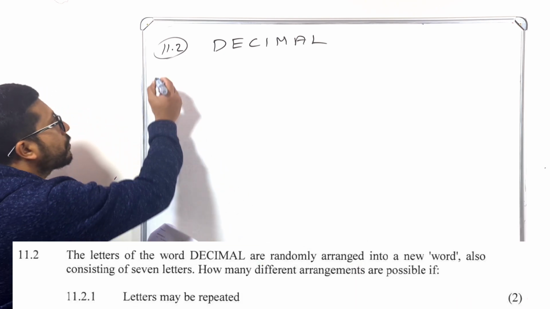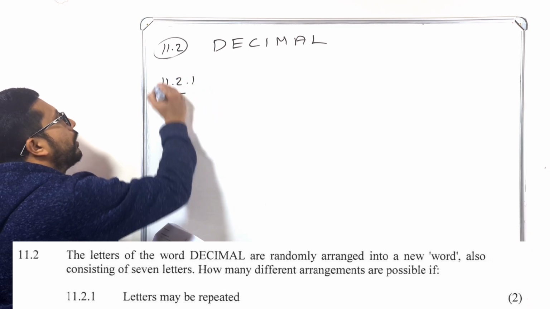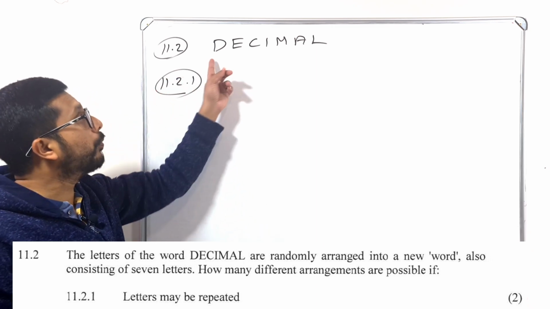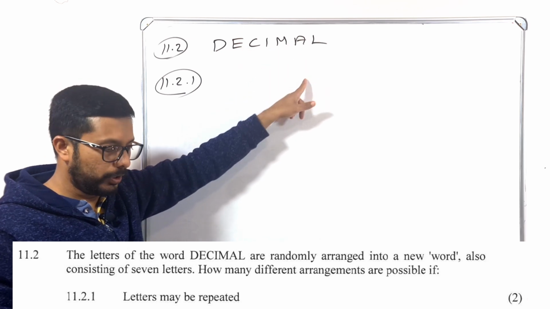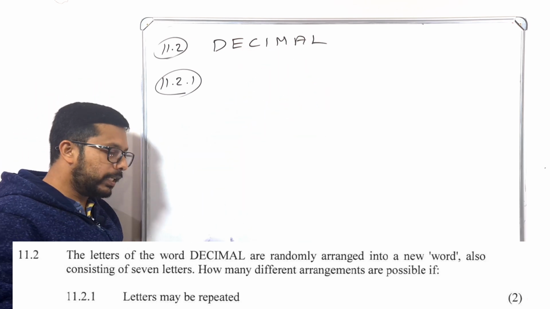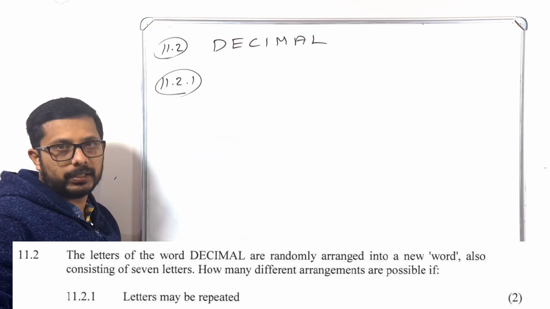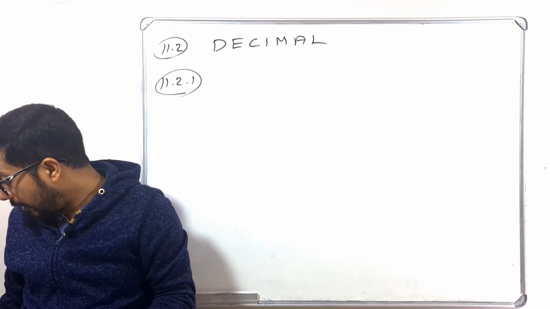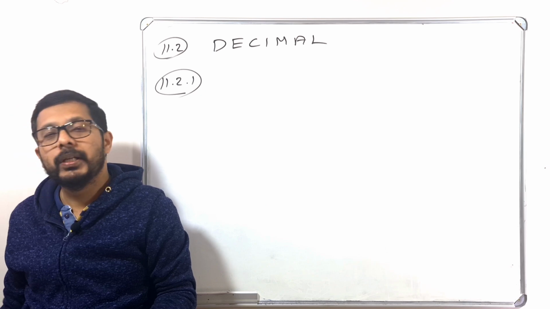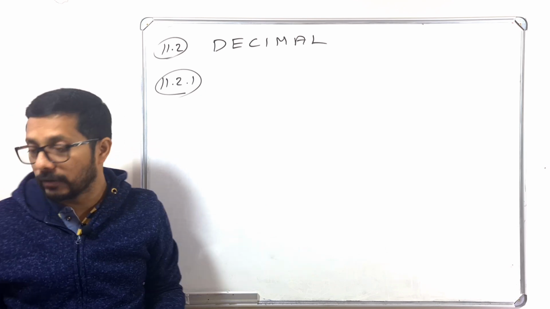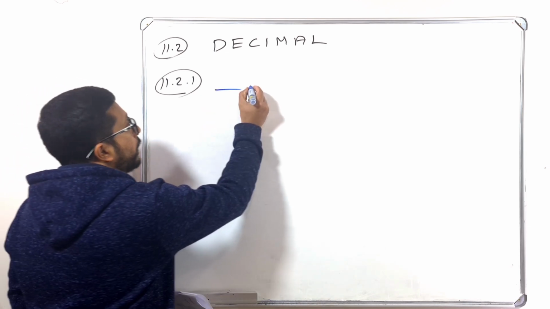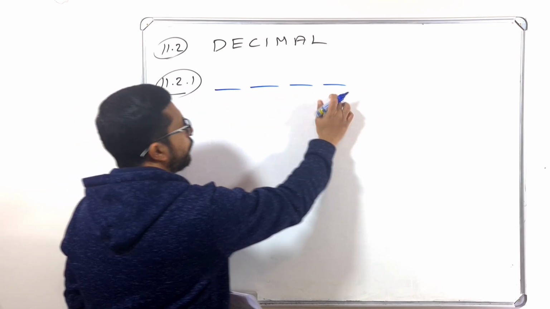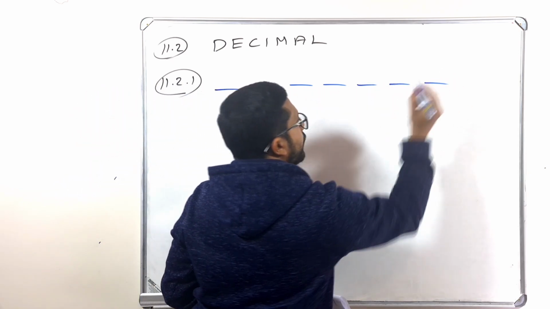So what is question number 11.2.1? How many different arrangements are possible? First one, letters may be repeated. Second, letters may not be repeated. What is the meaning of that? Letters may be repeated. How many letters? 1, 2, 3, 4, 5, 6, 7.